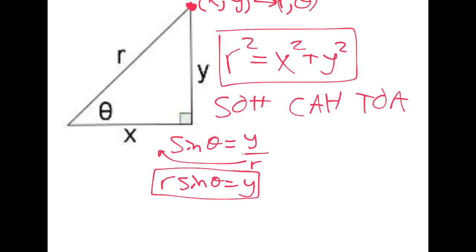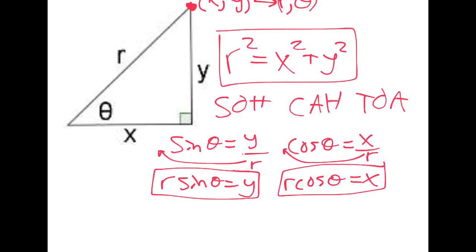Similarly, from the CAH, we can say that the cosine of theta equals the adjacent side, which is x, divided by the hypotenuse, which is r. And we can move that r up by multiplying it, just like we did the other one, to get r times the cosine of theta equals x. So there is two of our three relationships that we're going to use.